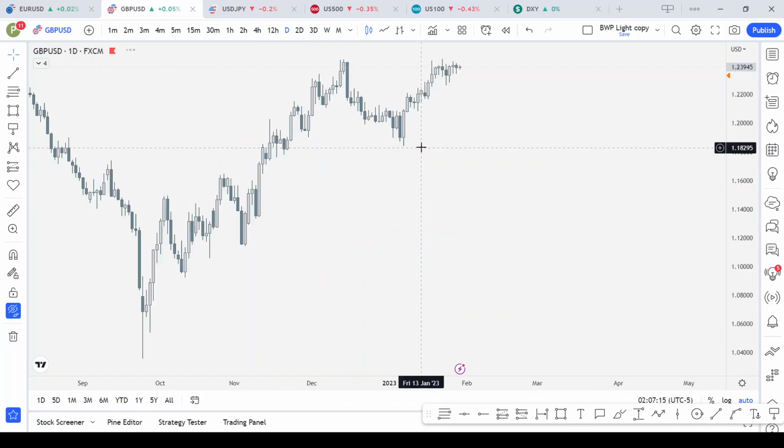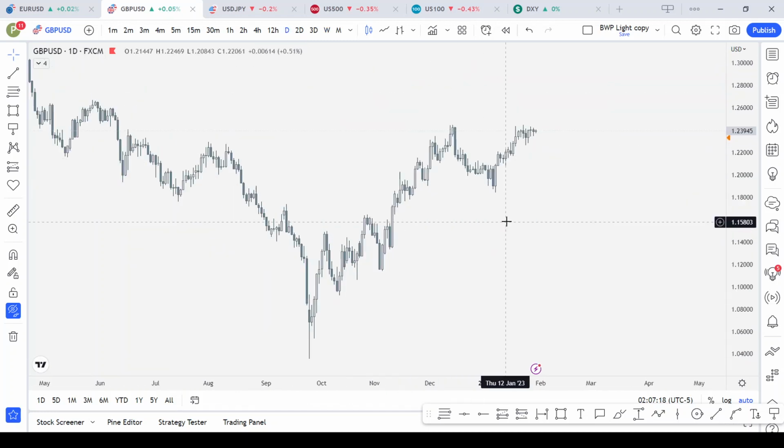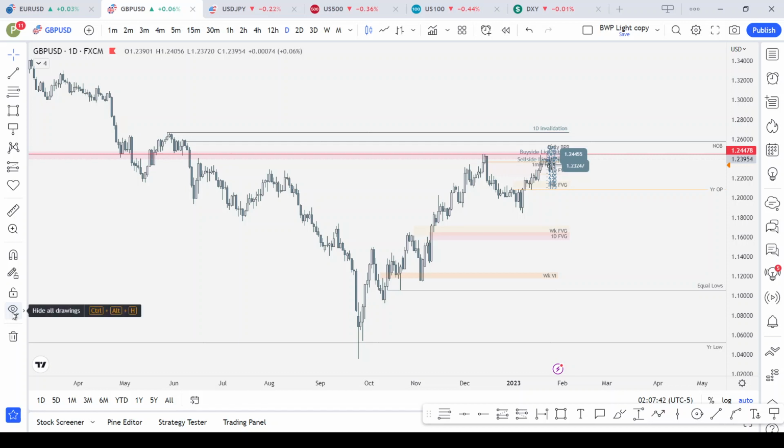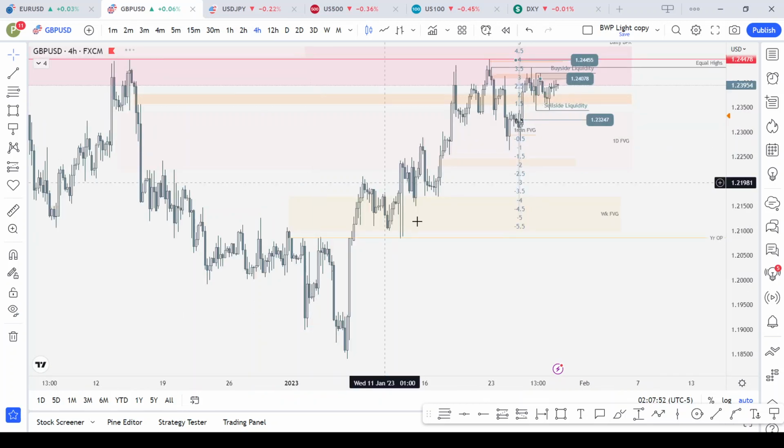Let's go to the daily. On the daily too, we have this fair value gap that has been rejecting price. It rejected price here and it rejected price here. Price is coming there again for the third time. Let me go to the 4-hour time frame.